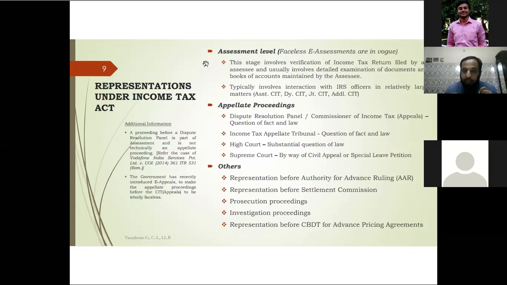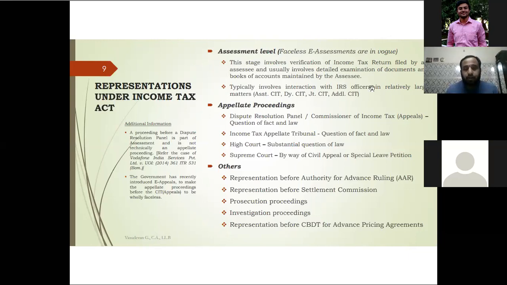Then you go to high court. There only a substantial question of law can be raised. Then you go to Supreme Court, where by way of either a civil appeal or SLP, you can appeal against the High Court's order. In addition to all of these, you would always find in the High Court there are a lot of writ petitions.